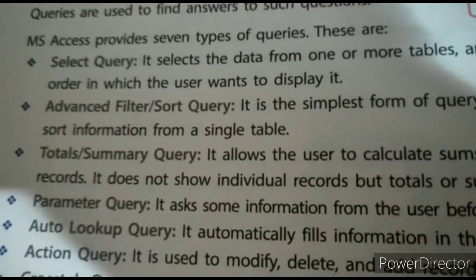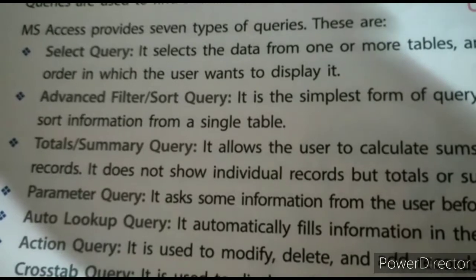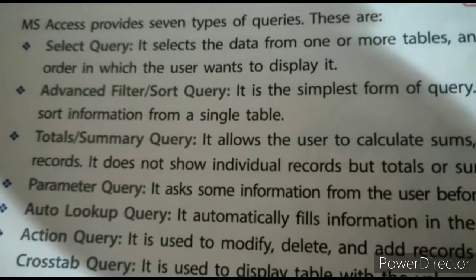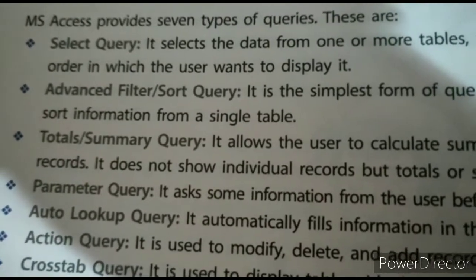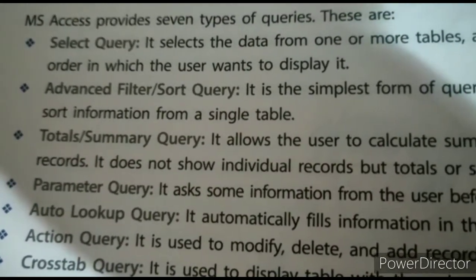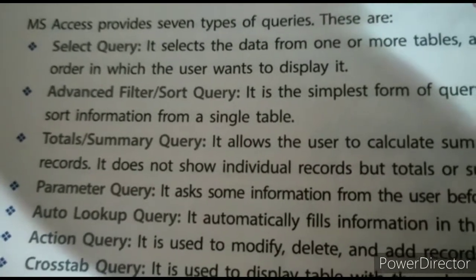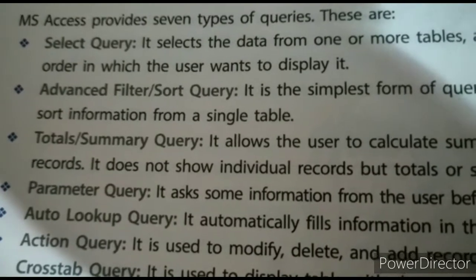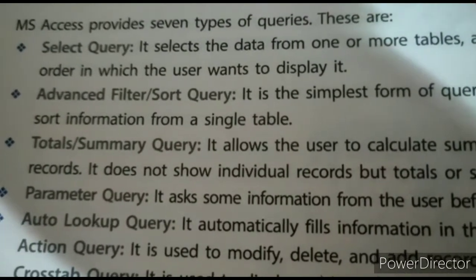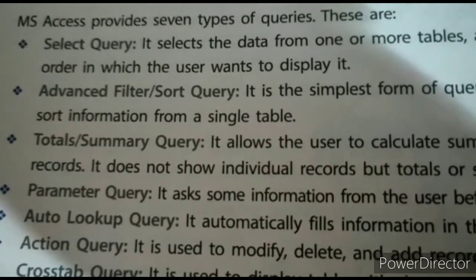Students, as you all know, MS Access provides 7 types of queries. The first one is the select query. It shows the information in data sheet view. As you all know, there are two views. What are they? Yes, the first one is the data sheet view and the second one is the design view.